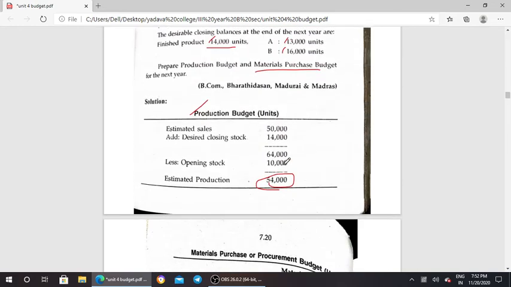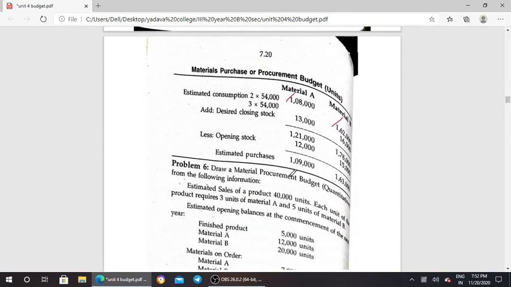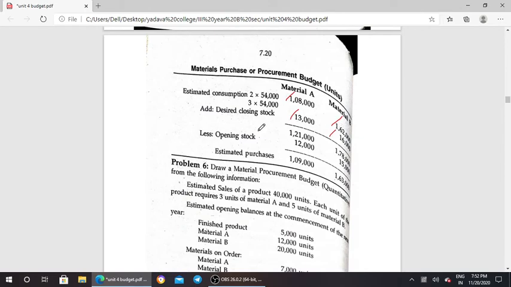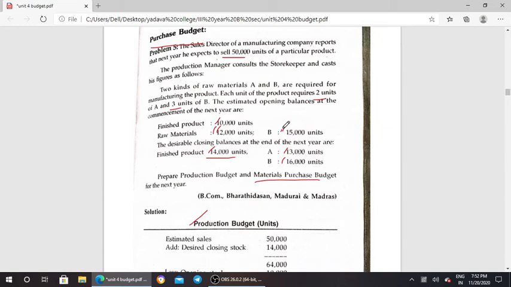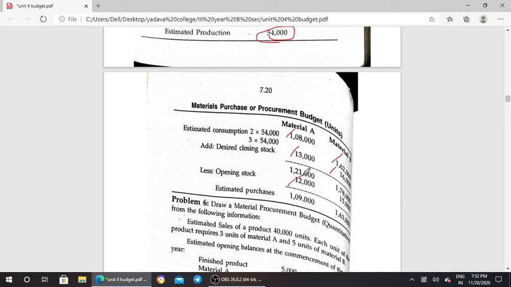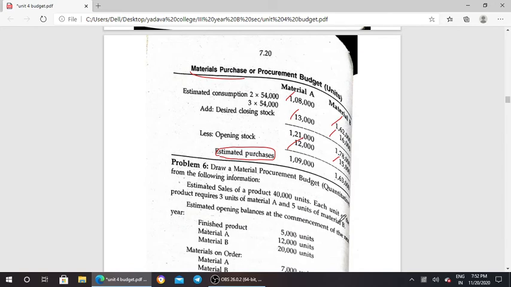Desired closing stock for A and B they have given 13 and 16. So 13,000 and 16,000 we have to add. Less opening stock for A and B they have given 12,000 and 15,000. So likewise we have to calculate all these things. This is an estimated purchase. So for material purchase we have to give estimated purchases 1,09,000 and 1,63,000. So this is another format of the material procurement budget, or material purchase budget, we can say.